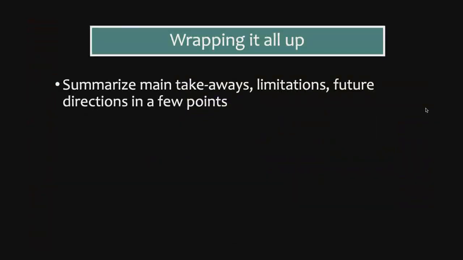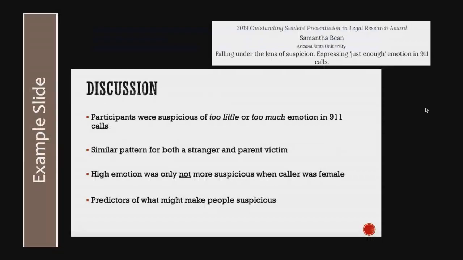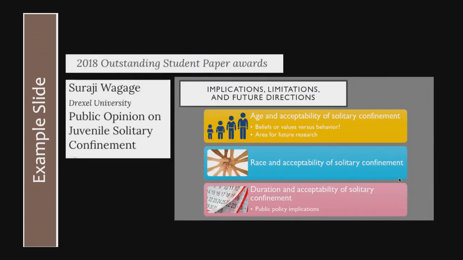Right. So you want to wrap up your presentation by giving the takeaways, talking about your limitations and future directions, all again in a few points. So this is an example of a discussion from another award winner where it's just a couple of sentences, and each one has a point that is very succinctly made. And here is a winner who I thought did a really great job discussing the implications, limitations, and future directions. Presumably they discussed it really well as well, but the slides also present that information very concisely.